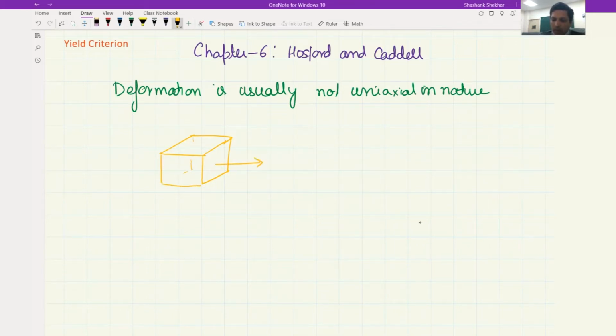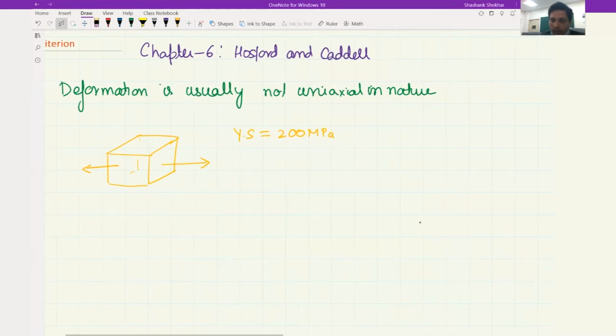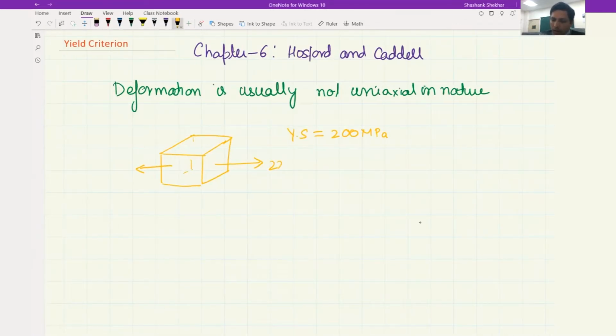Okay, so let's say it is initially under uniaxial condition, and it is given that the yield strength of this material is 200 megapascal. Now if you are applying a uniaxial stress like this, and let's say it is 220 megapascal, the question is, will the material yield? And the emphatic answer is yes. It will yield. In uniaxial, we know the stress of 200 megapascal has been exceeded.